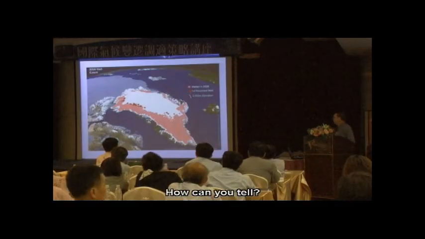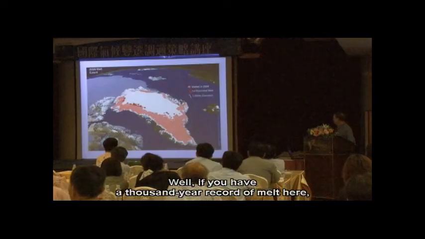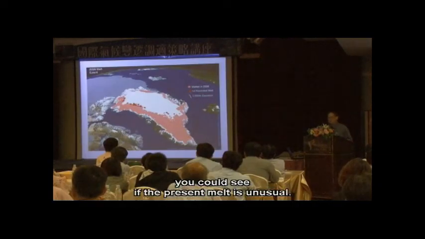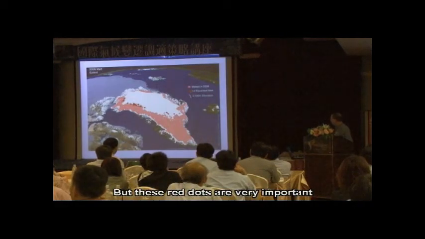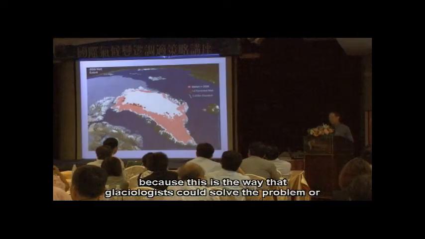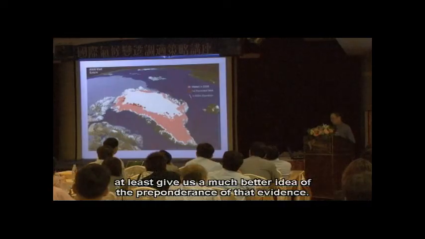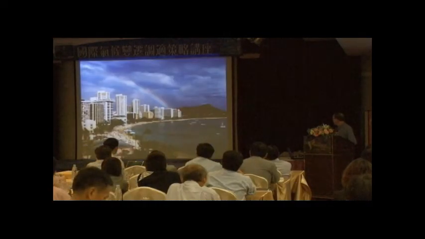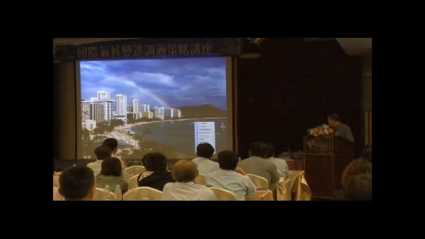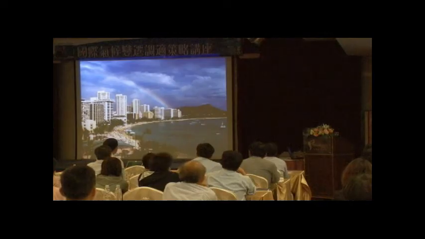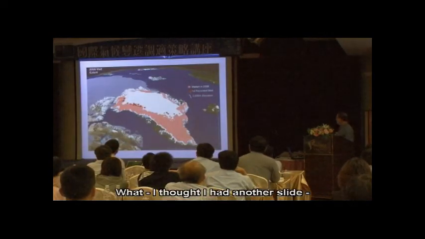How can we tell? Well, if you had a 1,000-year record of melt here, you could see if the present melt is unusual. Well, there is no record. People have only been observing it for a short period of time. But these red dots are very important because this was the way that glaciologists could solve the problem, or at least give us a much better idea of the preponderance of evidence. Oops, back up. Sorry. I thought I had another slide.